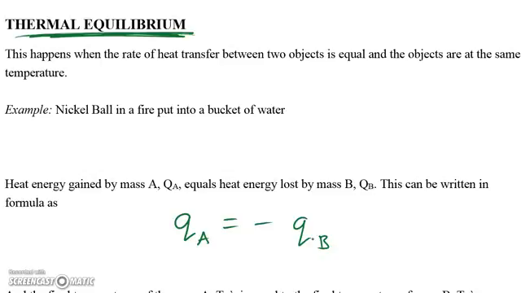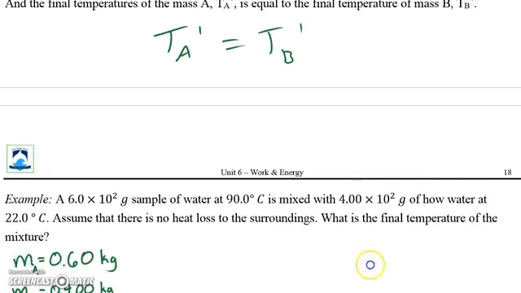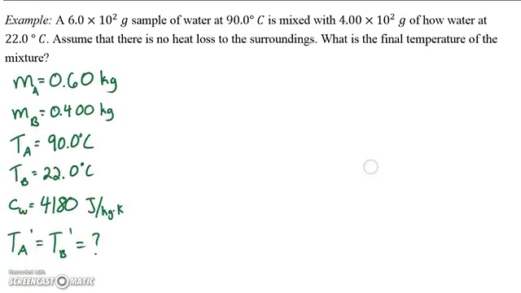And another characteristic of thermal equilibrium is that the final temperatures of both objects or substances you're dealing with, or it can be your system and your surroundings, will be the same. So let's take a look at this in a problem. We've got our two samples of water, a larger one at 90 degrees Celsius and a smaller one at 22 degrees Celsius. And we're looking for the final temperature when we mix them.